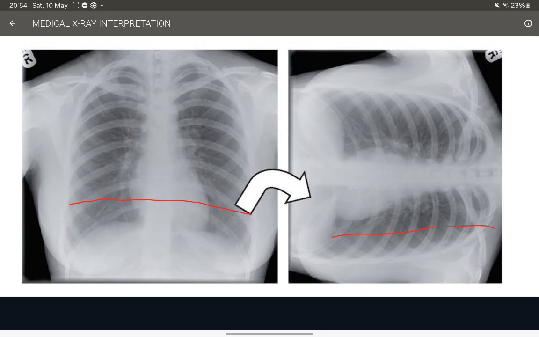This is all for today, and next time we can review some anatomy and pathology of chest radiology.